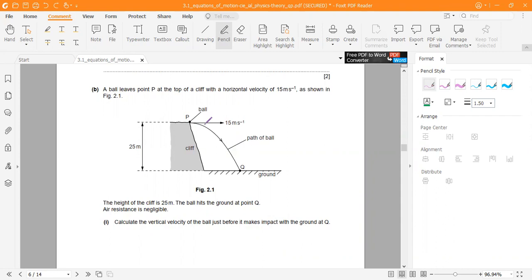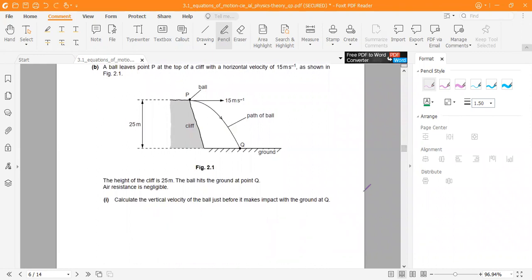Let's see what they want to ask now. The height of the cliff is 25 meter. We can see that from here, 25 meter. The ball hits the ground at point Q. Air resistance is negligible. Calculate the vertical velocity of the ball just before it makes impact with the ground at Q. So they are asking for vertical velocity. We are not concerned with the horizontal velocity at this point. We only want to find the vertical velocity.